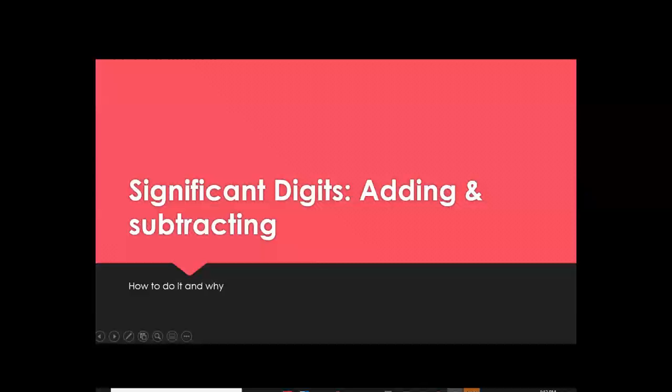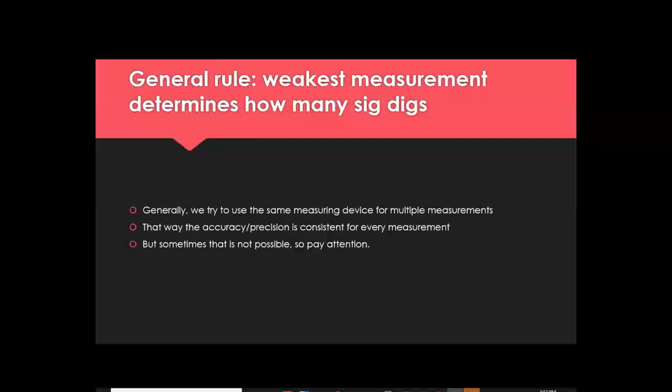Let's look at manipulating 2 or 3 or 4 or any number of measurements, paying attention to the number of significant digits. This process involves, in this case, adding and subtracting numbers: how to do it and why to do it that way. The general rule, as you may have heard, for all of these manipulations is that the weakest measurement determines how many significant digits you have.